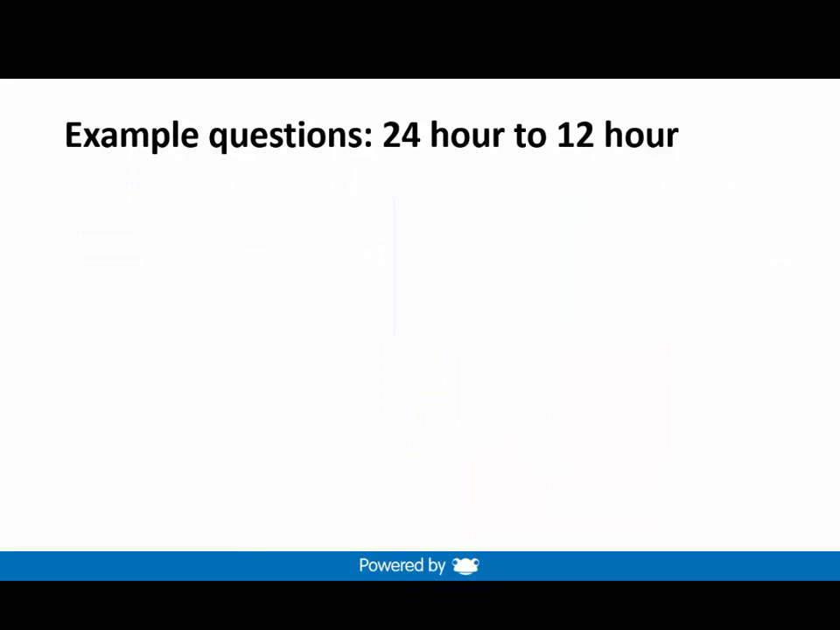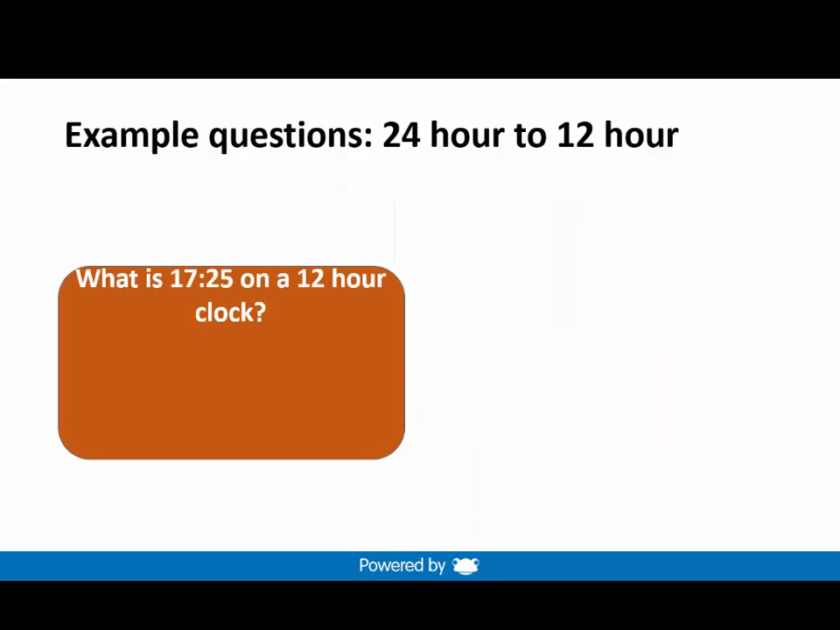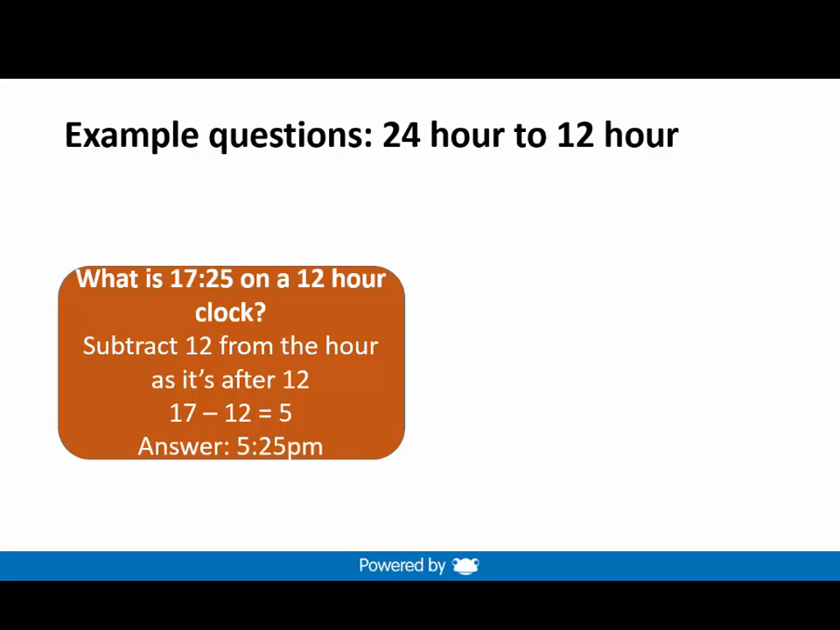Now look at converting 24-hour to 12-hour. What is 17:25 on a 12-hour clock? Well, I need to subtract 12 from the hour as it's after 12. 17 take away 12 is 5. So my answer is 5:25 PM.